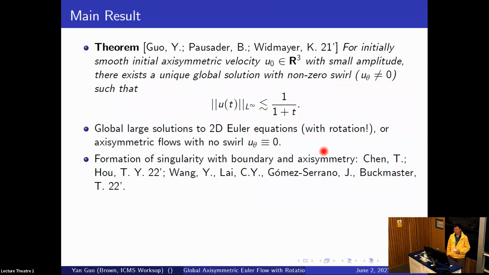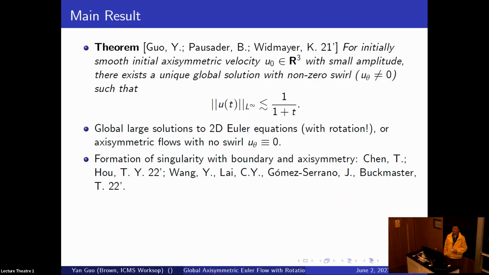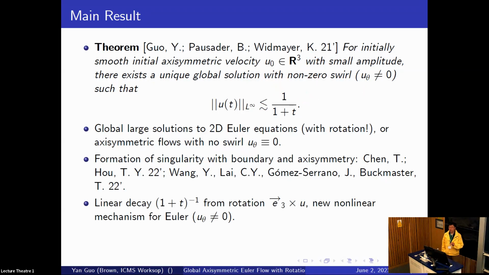In the recent breakthrough, one part is numerical, done by the group of my colleague Javier Gomez Serrano, where they observe numerically very strong evidence to show formation of singularity for 3D axisymmetric flow with non-zero swirl, but with a boundary condition. And this later on was proven by using computer-assisted proofs, the so-called interval arithmetic, by the group surrounded by Tom Hou, just very recently. So this is for the original Euler.